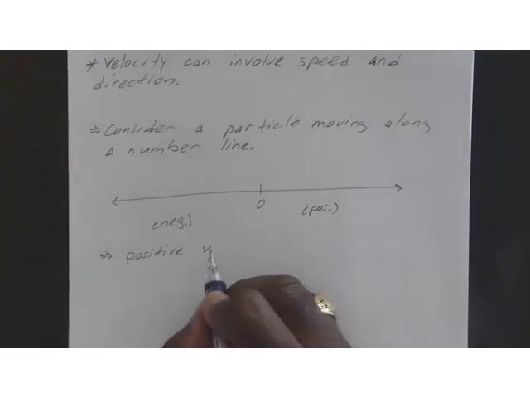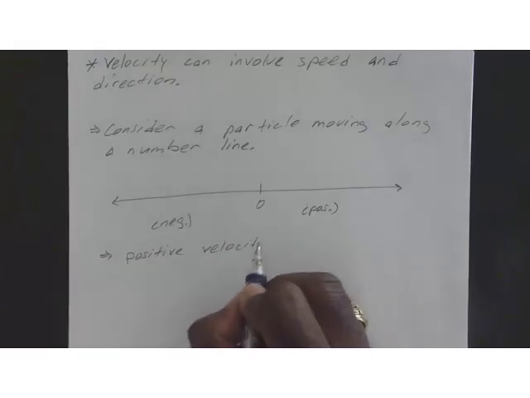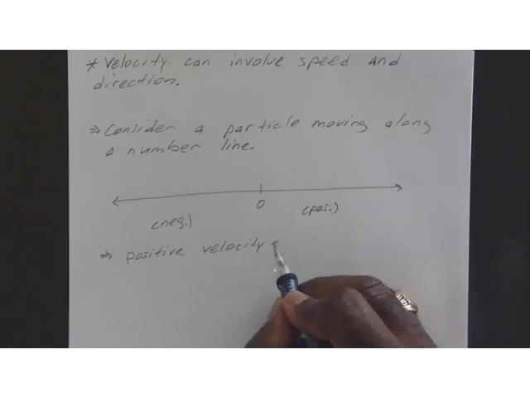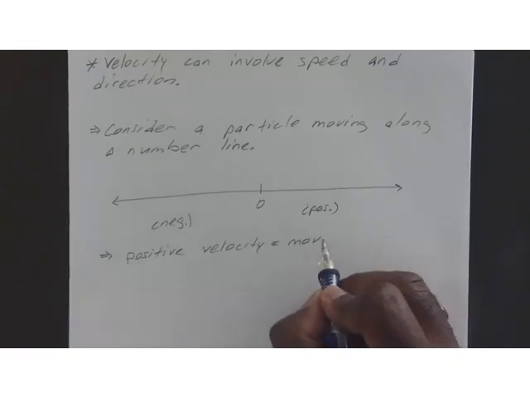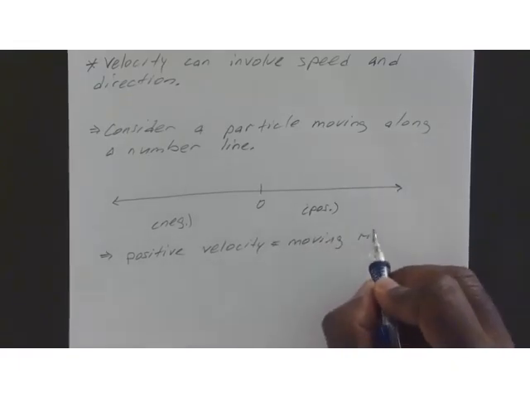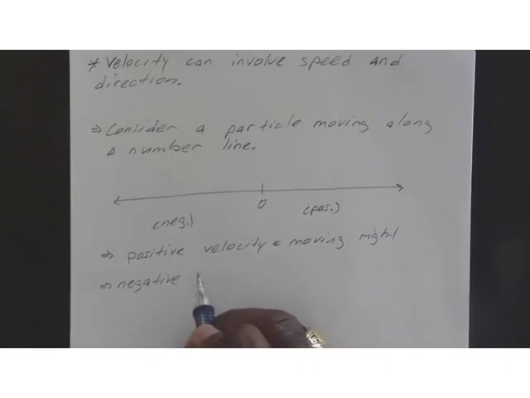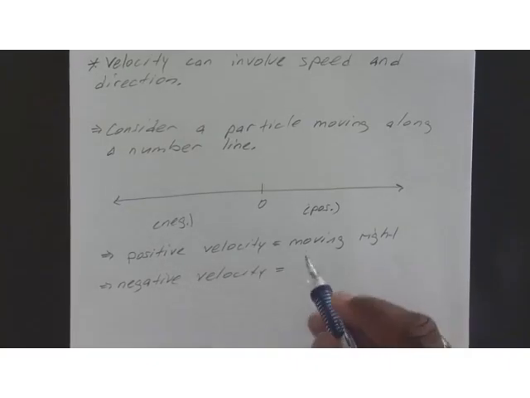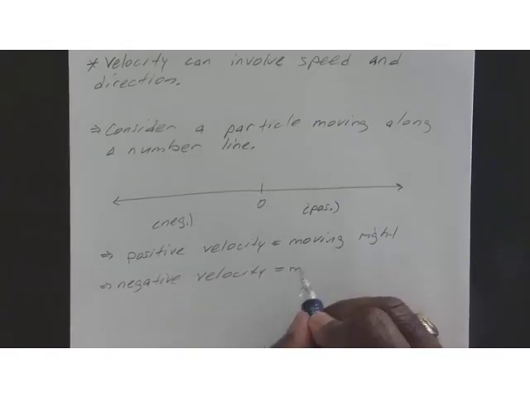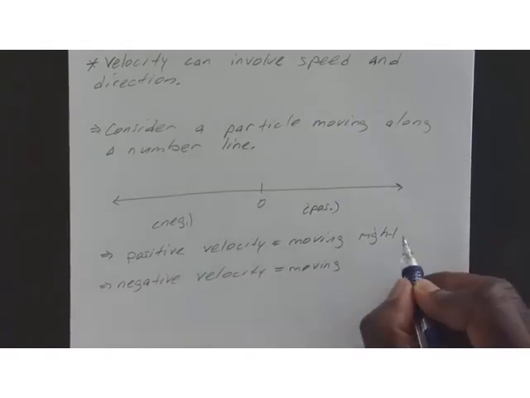Okay, so our positive velocity, we're going to denote that by the particle moving to the right. And our negative velocity, we're going to denote that by the particle moving to the left.